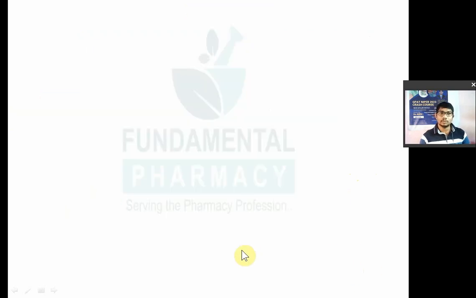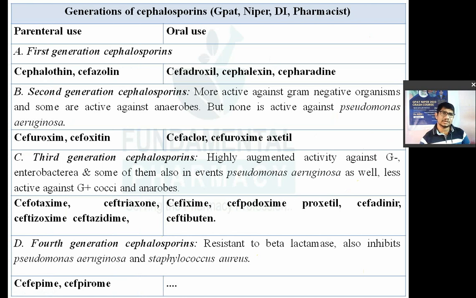Okay. You can see classification of cephalosporins again. First generation cephalosporins for parenteral use, that is cephalothin and cefazolin. For oral use, cefadroxil, cephalexin and cephradine.